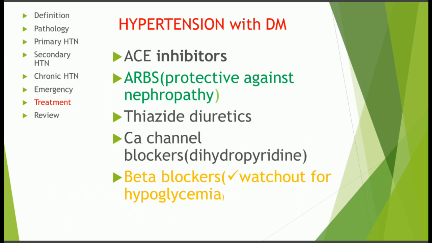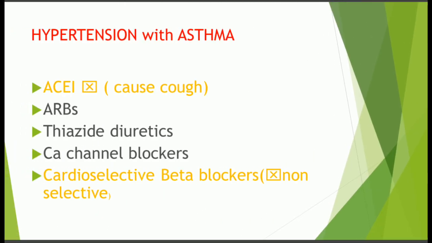The treatment of hypertension with certain comorbidities is depicted. A hypertensive diabetic patient is treated with ACE inhibitors, ARBs, which are protective against diabetic nephropathy, thiazide diuretics, and long-acting calcium channel blockers such as dihydropyridines. But beta blockers are used with great caution, as they mask the symptoms and result in hypoglycemia. So watch out for hypoglycemia in the patient.